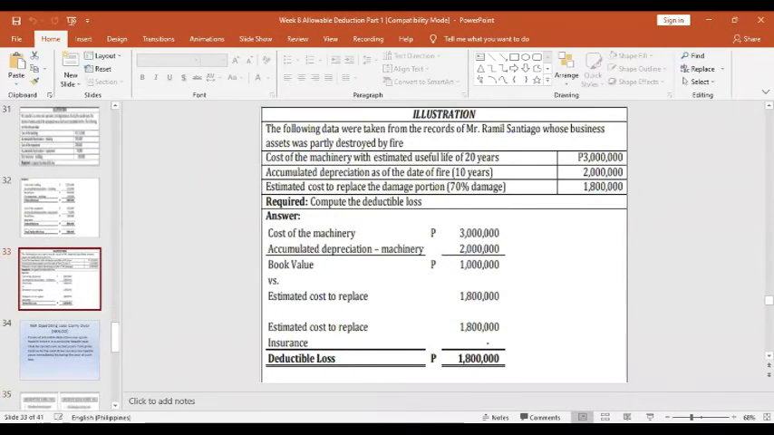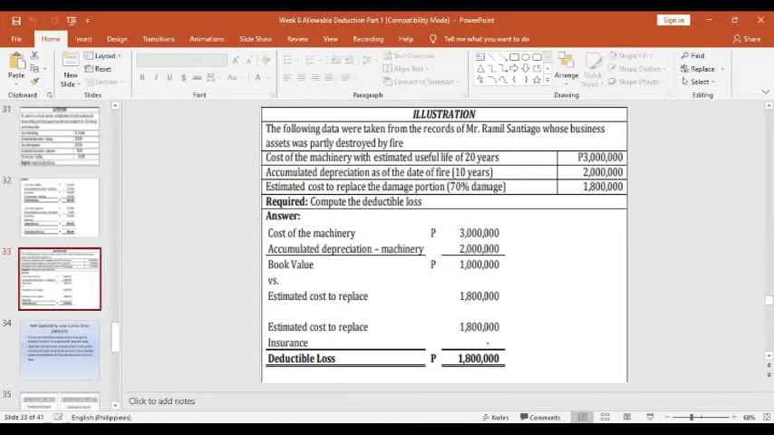Another illustration. The following data were taken from the records of Mr. Ramil Santiago, whose business assets were partly destroyed by fire. This is another example where the loss is a partial loss, not a total loss. The cost of the machinery with an estimated useful life of 20 years, accumulated depreciation as of the fire of 10 years, and the estimated cost to replace the damaged portion, the replacement, is 1.8 million.